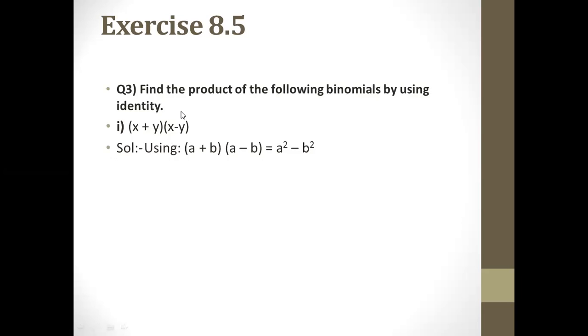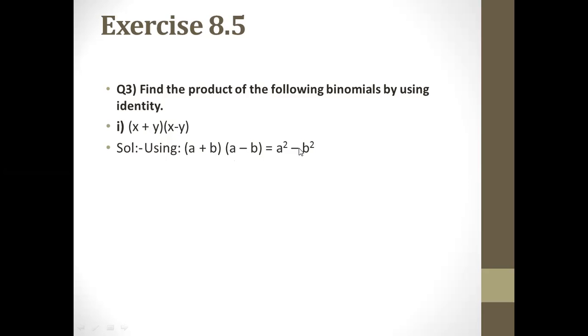In question number 3, you are given: find the product of the following binomials by using identity. Now, how? This is the third formula. Three formulas we study today. One is (x plus a) into (x plus b), which is equal to x square plus (a plus b) into x plus a into b. And the second formula we study, (a plus b) whole square, which is equal to a square plus 2ab plus b square. The third formula is that if you have the same two terms in two brackets, but one time with positive sign and other time with negative sign, how can you solve it?